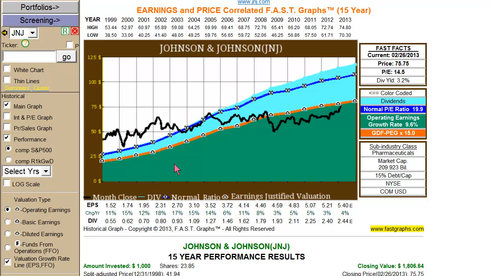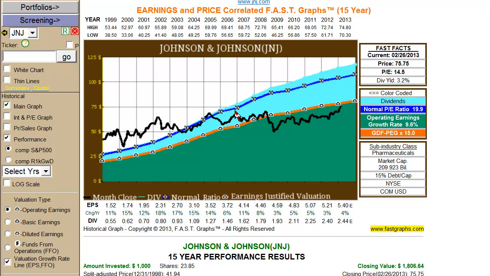What's interesting about this graph is that you can see that, since 1999 all the way up to the Great Recession, the market was pricing the stock at a premium. And we see here where the business did real well, but the price was too high, and therefore the stock price really didn't do much. And then, of course, the Great Recession came, and then all of a sudden Johnson & Johnson's stock price was trading at a discount to its fair value.